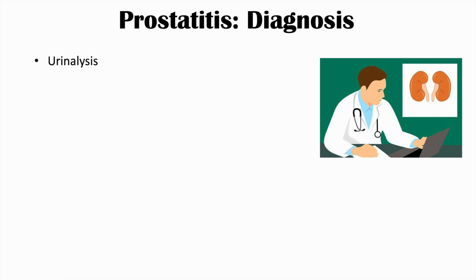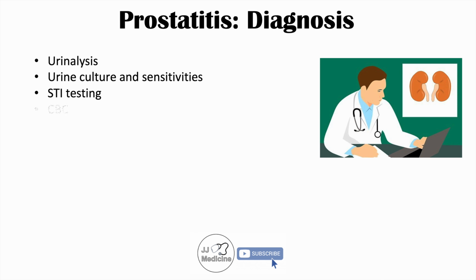Now let's talk about the diagnosis of prostatitis. Some methods of diagnosing prostatitis include urinalysis, urine culture, and sensitivities. So because type 1 and type 2 prostatitis are caused by bacterial infection, bacteria can be detected with some of these methods. STI testing is also important to perform because Neisseria gonorrhea and chlamydia trachomatis are causes of type 1 prostatitis. A CBC or complete blood count is often performed as well.